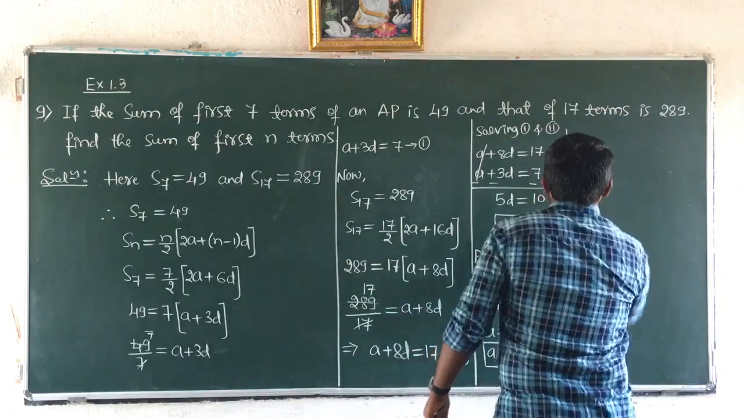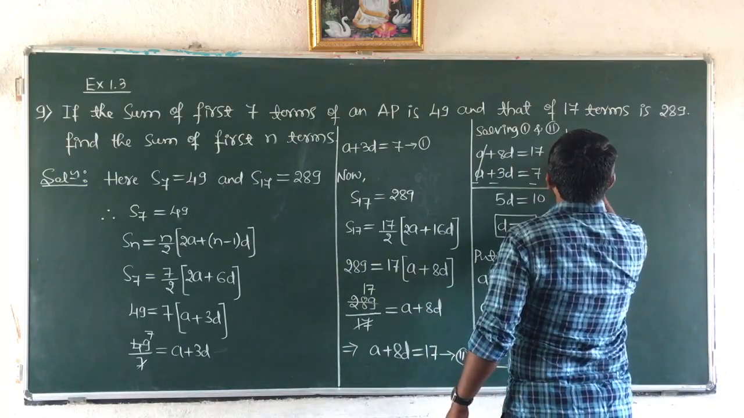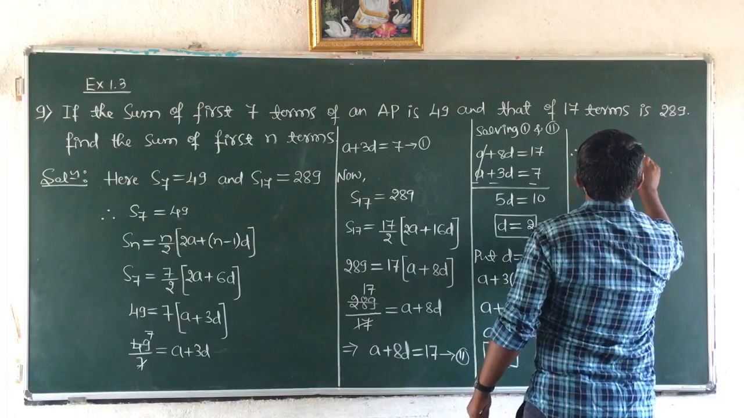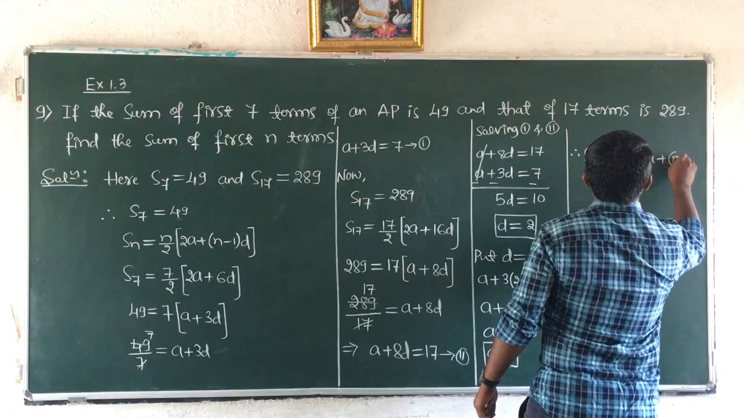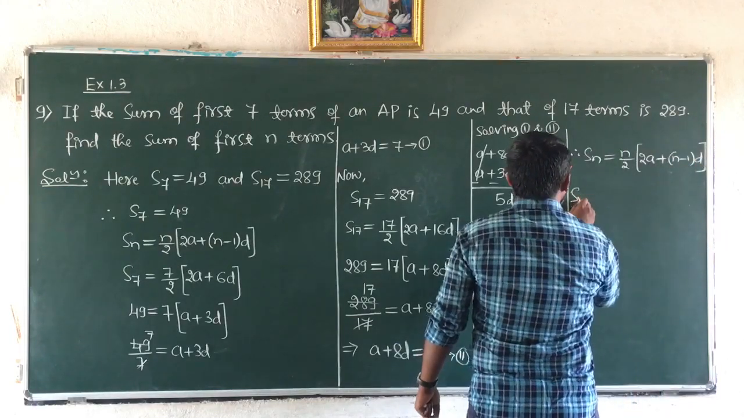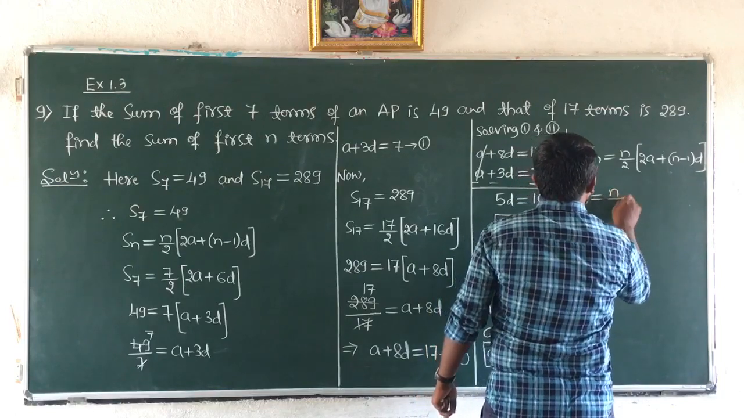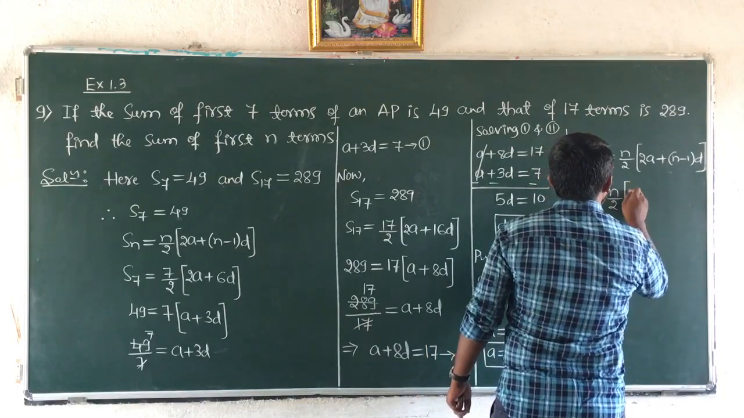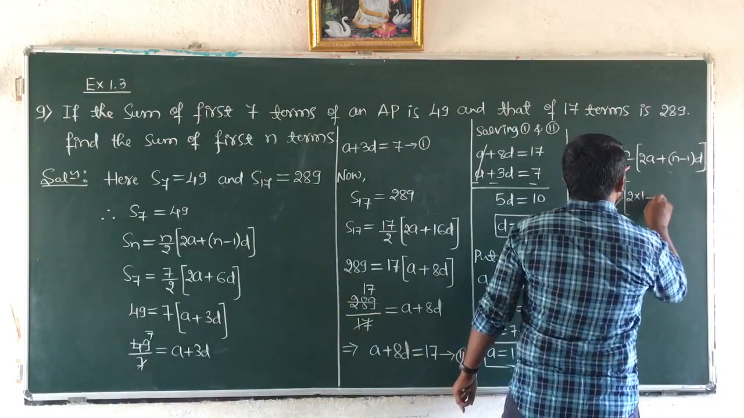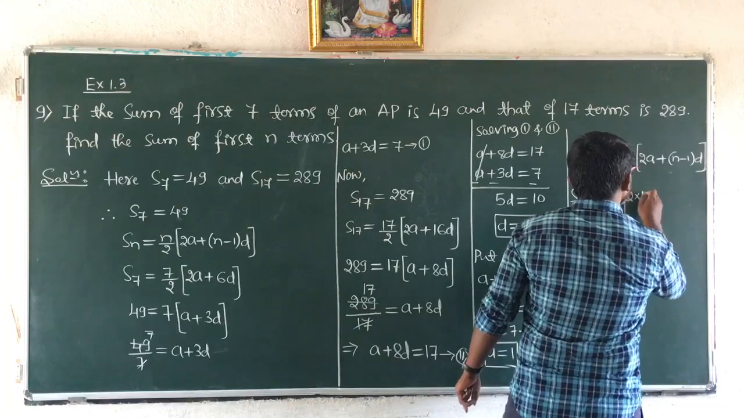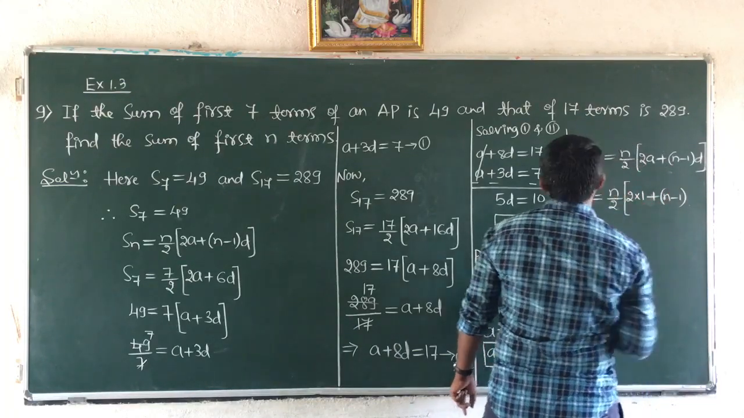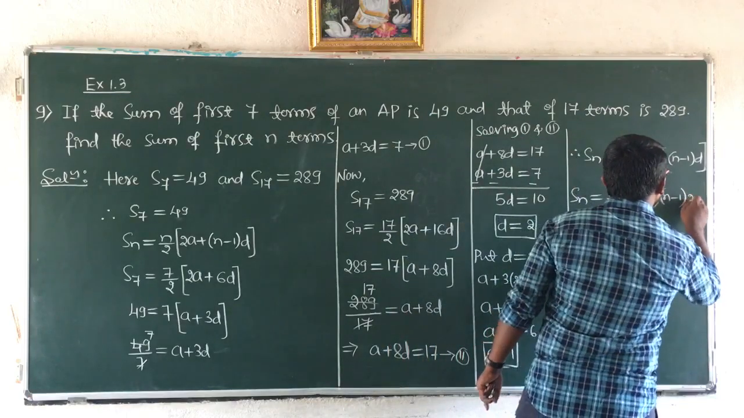See here. Therefore, S_n is equal to n by 2, 2a plus n minus 1 into d. So here, S_n is equal to n by 2 into 2a. What is a? It is 1. So 2 into 1 plus n must be written as it is, n minus 1 into d. d value is 2.